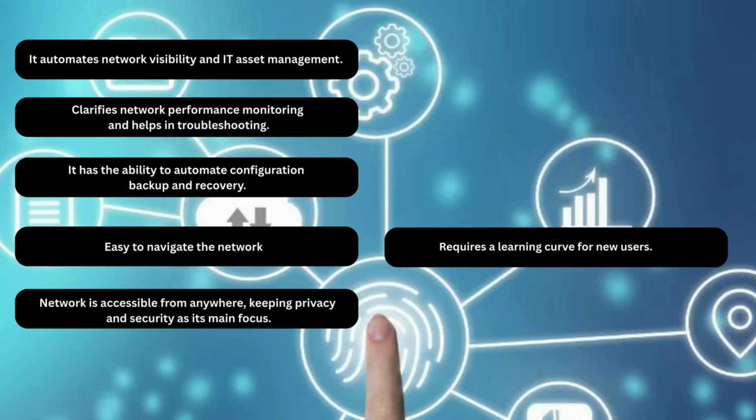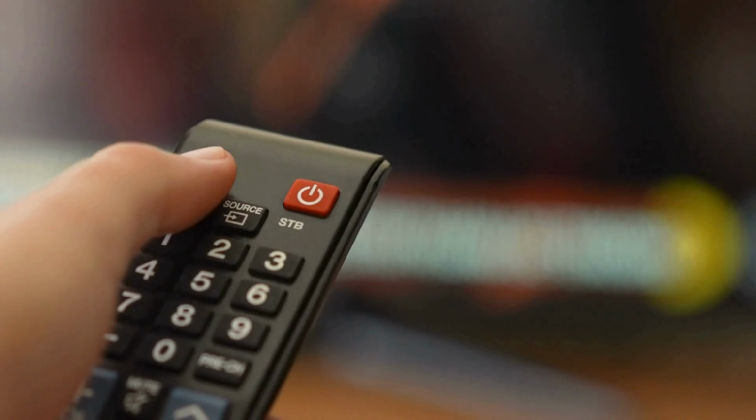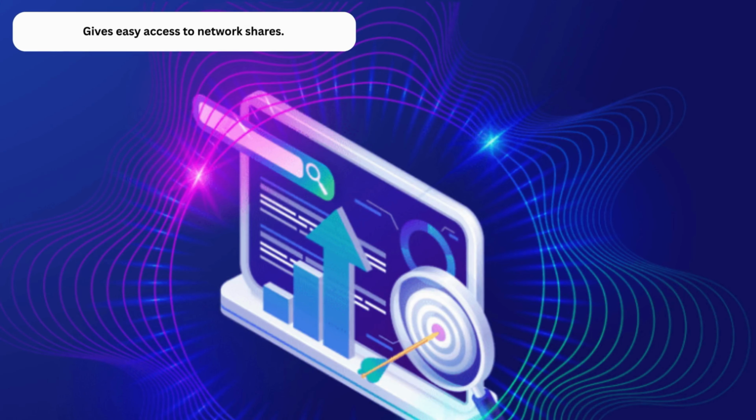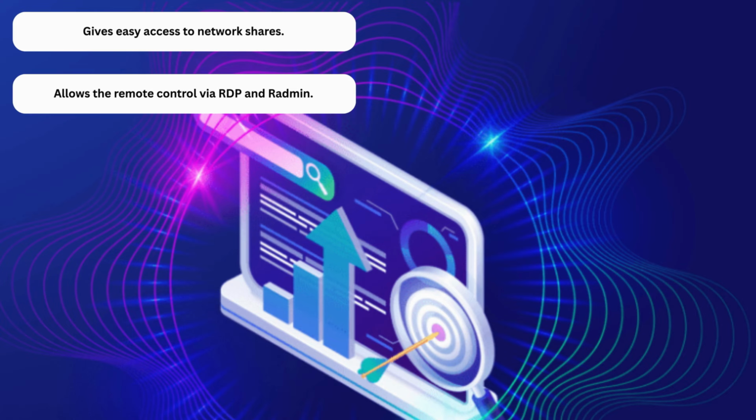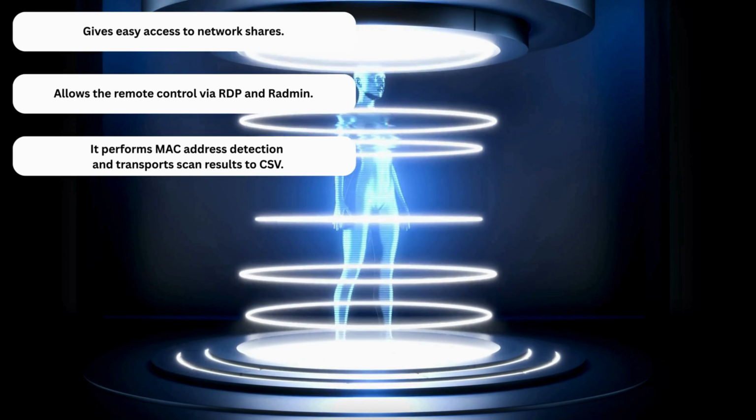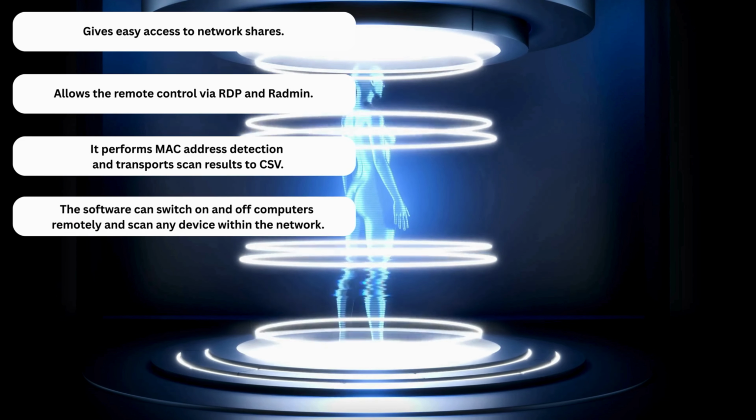2. Advanced IP Scanner. Advanced IP Scanner is another reliable and free network scanner to examine local area networks. One of the most trusted alternatives network administrators would consider. The program displays the network devices and remote control of computers, gives easy access to network shares, and allows remote control via RDP and Radmin. It performs MAC address detection and exports scan results to CSV. The software can switch computers on and off remotely and scan any device within the network. There is no need for installation.